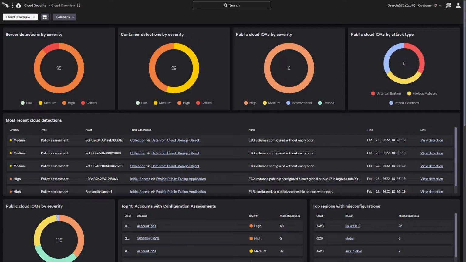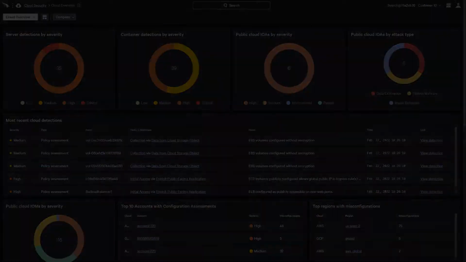The CrowdStrike solution was born in the cloud. That experience and expertise drive purpose-built solutions to help organizations streamline the security of their own cloud applications and resources.